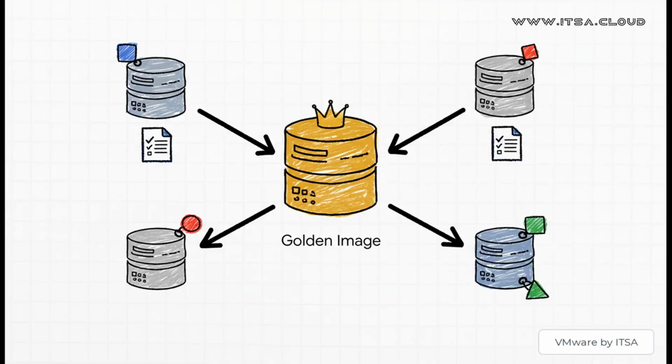Now I know what you're thinking. Wait a minute, I can't have a bunch of servers with the same name and IP address on my network. And you are absolutely right. That's where this awesome feature called customization specifications comes into play. You basically create a set of rules that tells VMware how to give each new clone its own unique identity, a unique computer name, a unique IP address, all that stuff. So the moment it powers on, it's a unique machine ready to go.